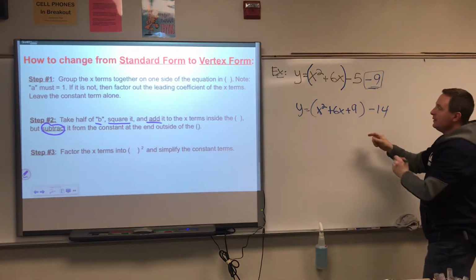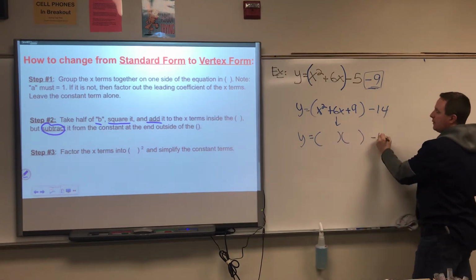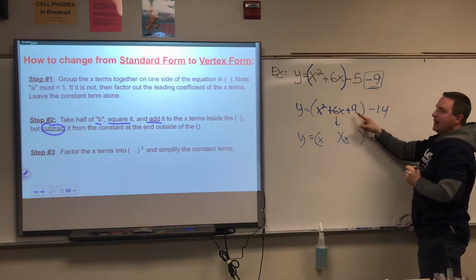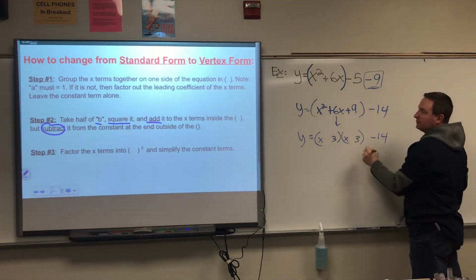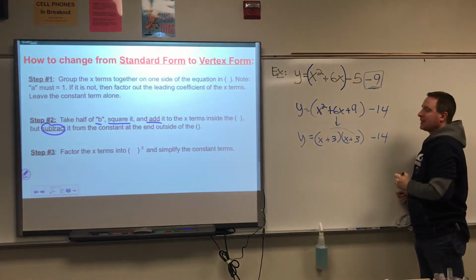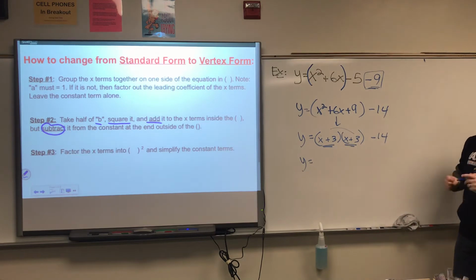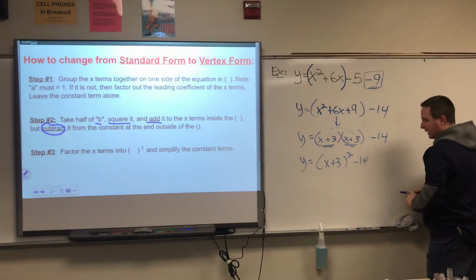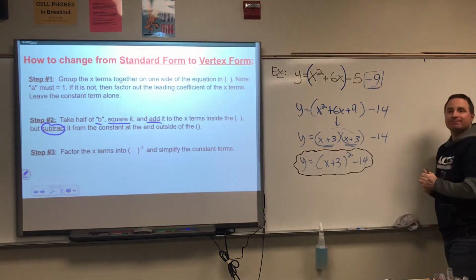Now step number 3 says to factor this stuff inside the parentheses. If you remember factoring, I have x and x. I need the factors of 9 that give me 6. Well, 9's a perfect square, so I'm going to use 3 and 3. If they're both addition, 3x plus 3x gives me 6x. And if I look closely, x plus 3 and x plus 3 is the same thing twice. It's going to be x plus 3 squared minus 14. And lo and behold, there's vertex form.